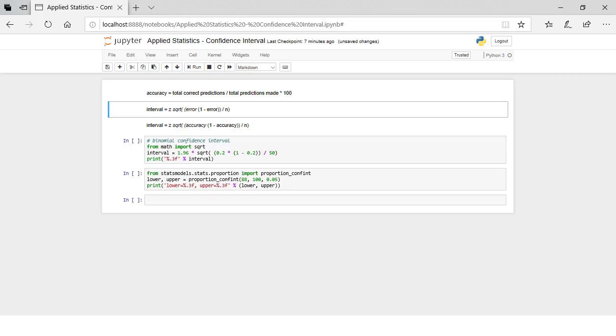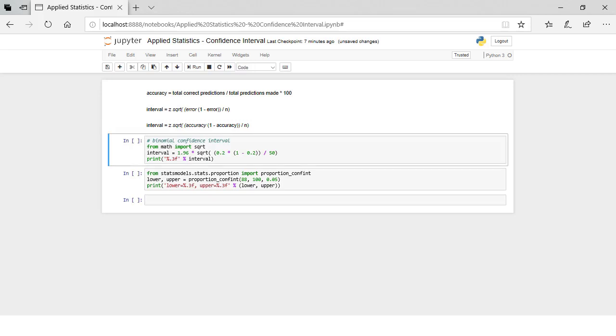You can use the assumption of a Gaussian distribution of the proportion, i.e. the classification accuracy or the error, to easily calculate the confidence interval. In the case of classification error, the radius of the interval can be calculated using the code on screen. In the case of classification accuracy, the radius of the interval can be calculated using the code on screen. Where interval is the radius of the confidence interval, error and accuracy are the classification error and the classification accuracy respectively.